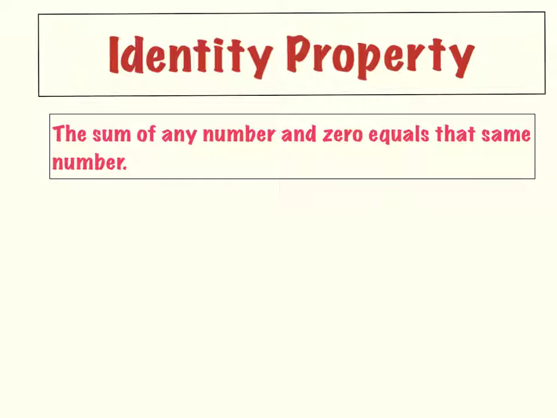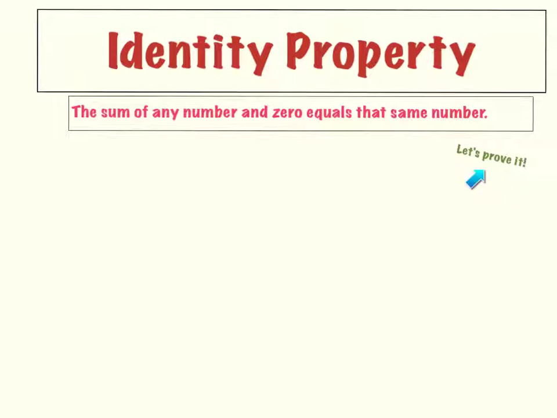All right, our last property we're going to talk about is the identity property. This is a fun and easy property. The identity property says that the sum of any number and 0 equals the same number. So in the identity property, we're talking about 0. And anything you add to 0 doesn't change. It stays the same. It's the same identity.